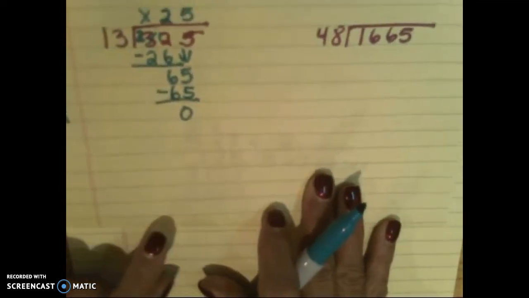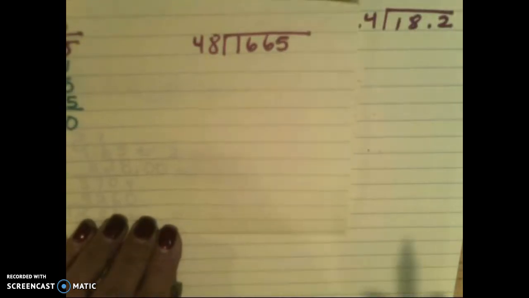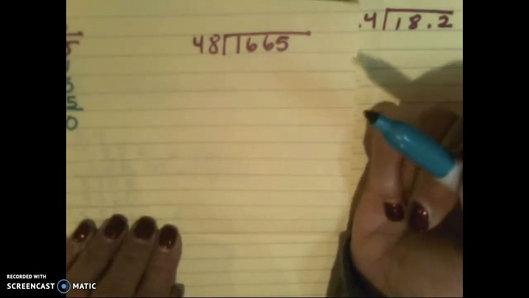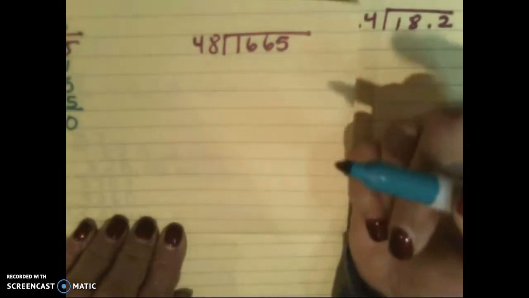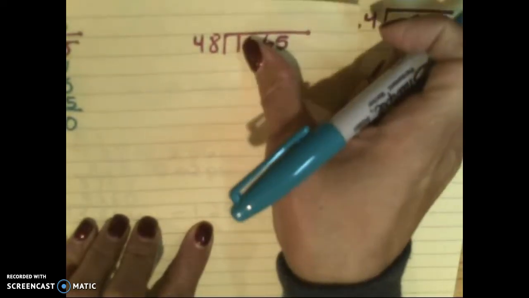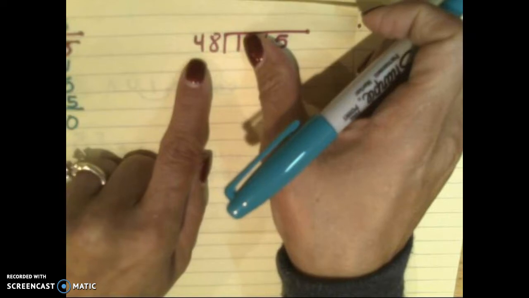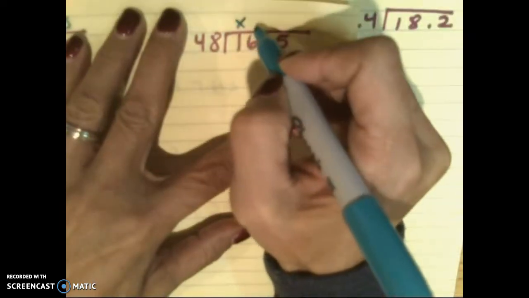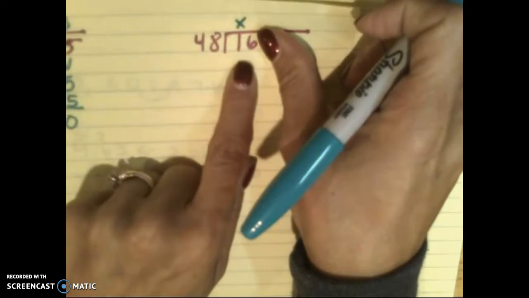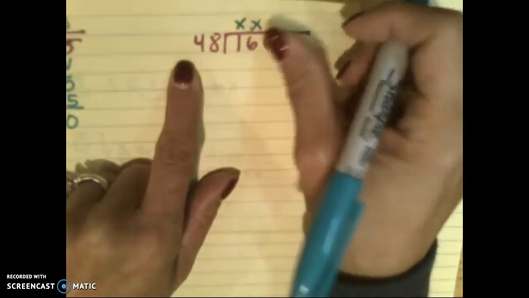Let's look at some larger numbers here. We're going to do the same thing. Divide, multiply, subtract, bring down, and remainder or what's left over. So now I'm going to look at my numbers. If I have 1, I can't give you 48. So I'm going to go to the next number. Remember, I place an X just to remind me to multiply. If I have 16, I can't give you 48. So I'm going to put another X. I'm going to go to the next number.